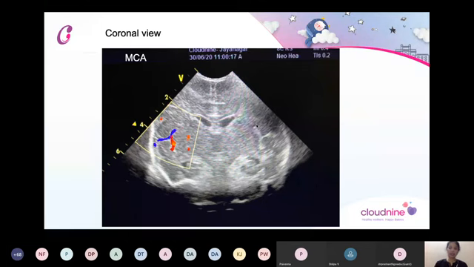If it is less than 0.6, it is abnormal, seen more so in babies with HIE and perinatal asphyxia, and it's raised in many other conditions like bleed and various other conditions. So if it's more than 0.9, it is abnormal. Then you have the middle cerebral artery that is clearly seen in this Sylvian fissure over here in the coronal view.